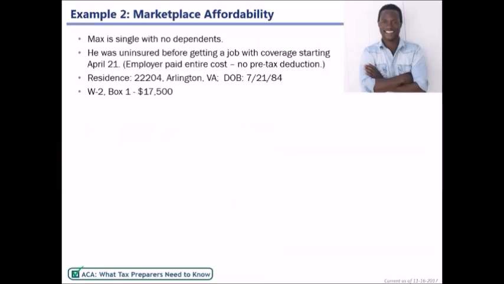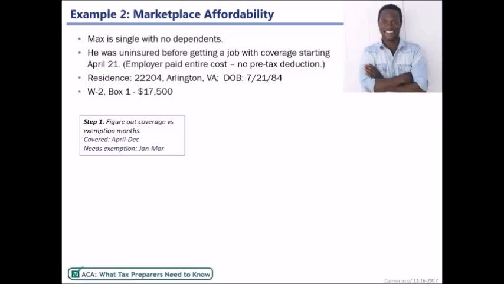So let's look at an example. This is Max. He's single, no dependents. He was uninsured before getting a job with coverage starting April 21st. He lives in Arlington, Virginia. He made $17,500 in 2017.